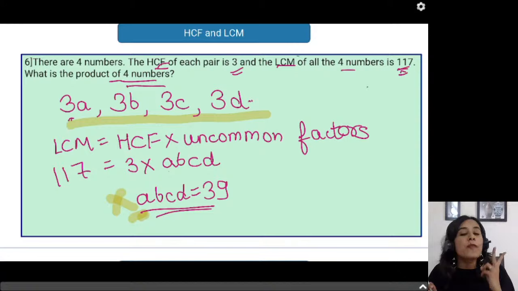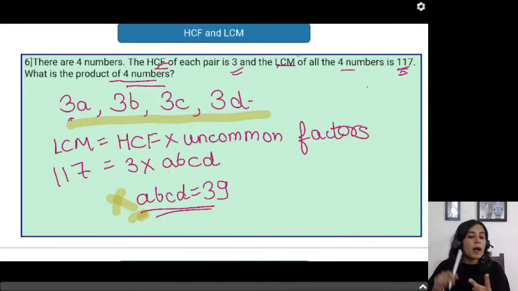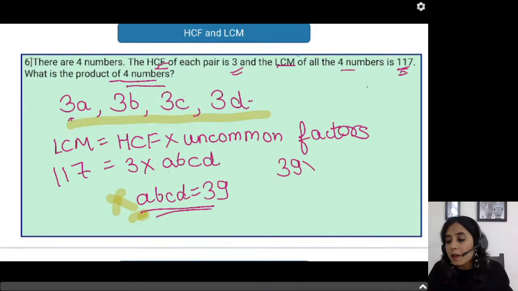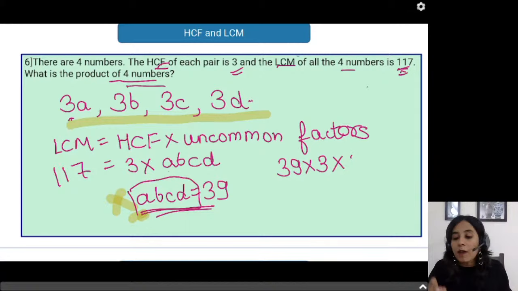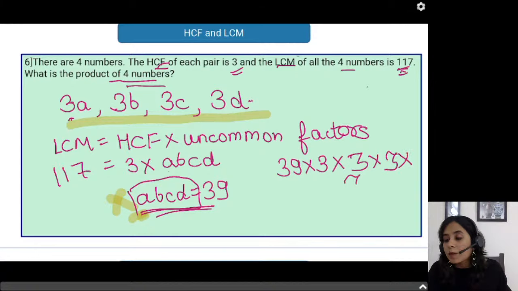Only in the case of two numbers does the concept that the product of the two numbers is equal to the product of HCF and LCM work. So here we have the first number, which is 39 into 3. The product of A, B, C, D is 39, and now I am multiplying it by 3. From the second number I again take this 3, from the third number I again take the 3, and from the fourth number I again take the 3. So I have to multiply 39 by 81 and not 3.